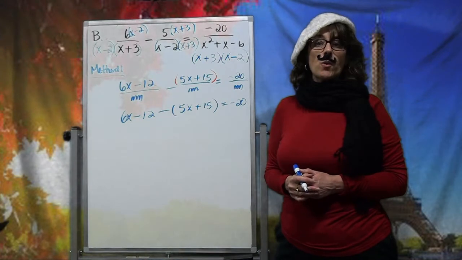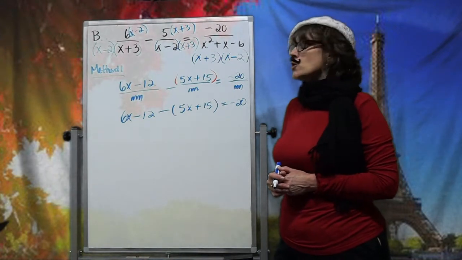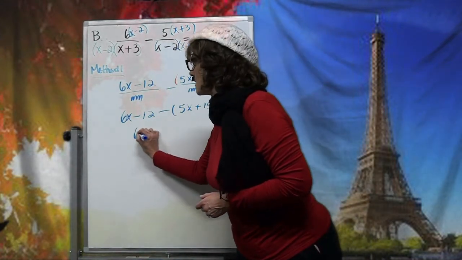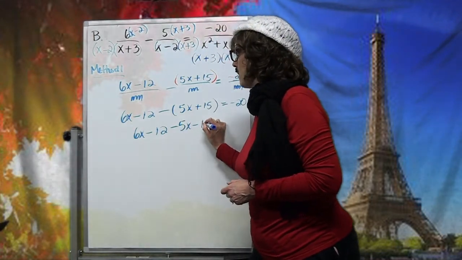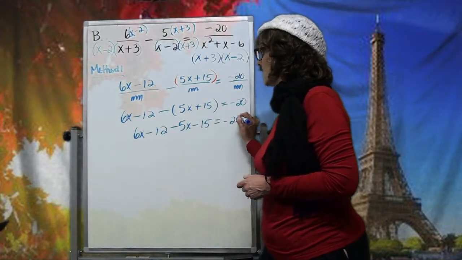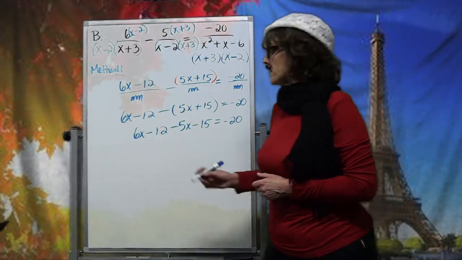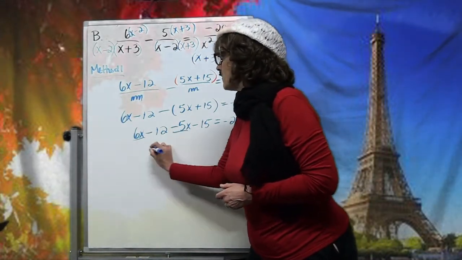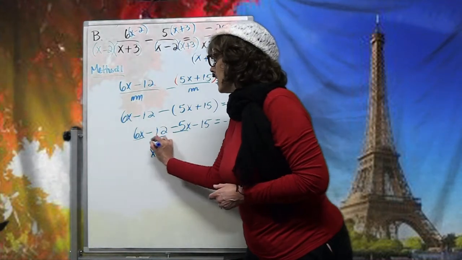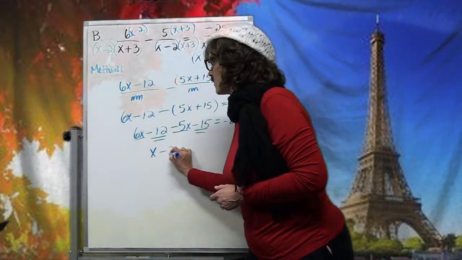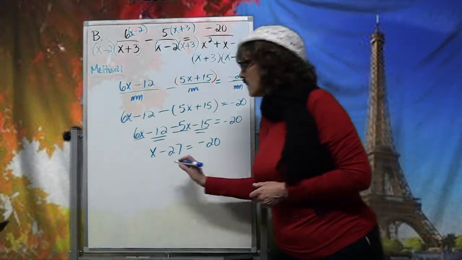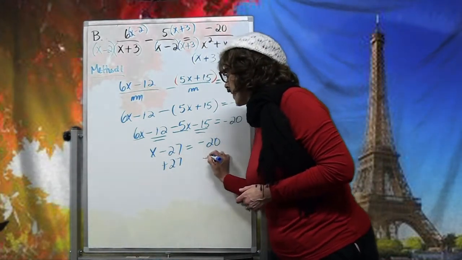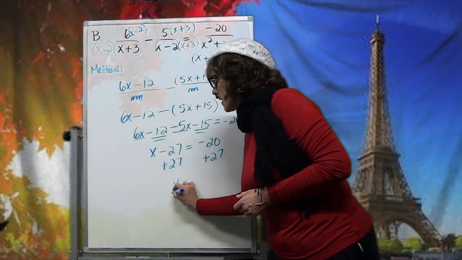But now I'm down to an equation that's pretty easy to solve. So I'm going to distribute that negative through and get 6x - 12 minus 5x minus 15 equal to -20. And now I'm going to combine those like terms. 6x minus 5x is x. -12 minus 15 is -27. And I can solve that equation. I'm simply going to add 27 to both sides, giving me x equals 7.